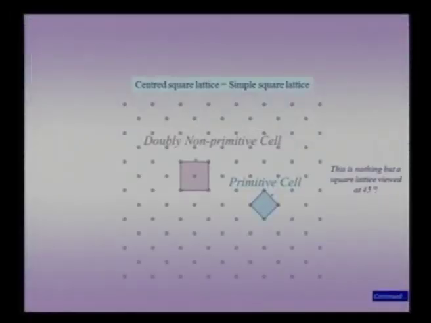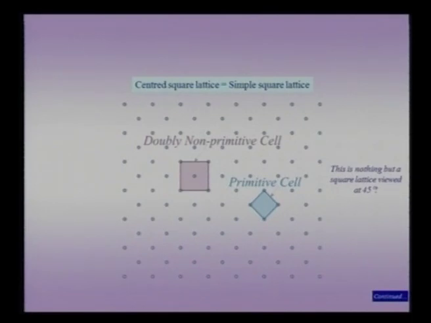Suppose I have a lattice as shown here. It looks like a centered square lattice. We can choose a doubly non-primitive unit cell, or a blue unit cell which is a primitive unit cell. In this case, the symmetry of both the unit cells is exactly identical. As you can see, both of them have a four-fold axis in the center. The mirror planes and other symmetries are also identical for the two unit cells.